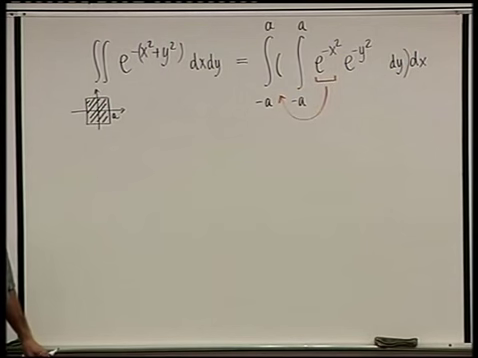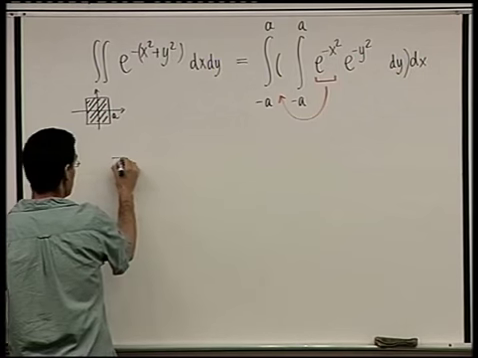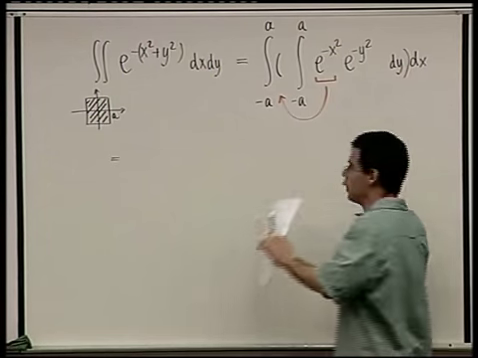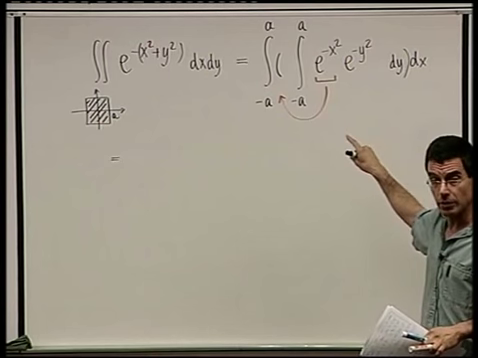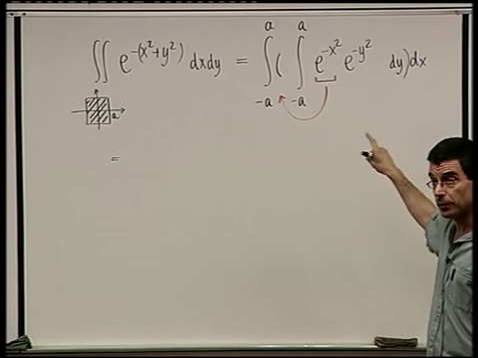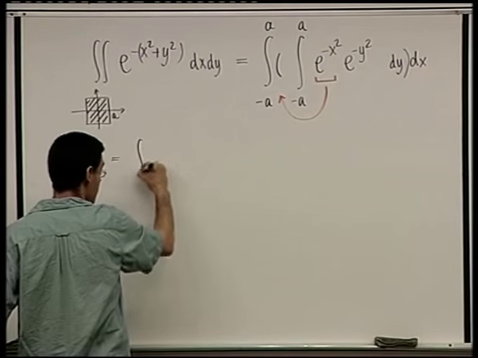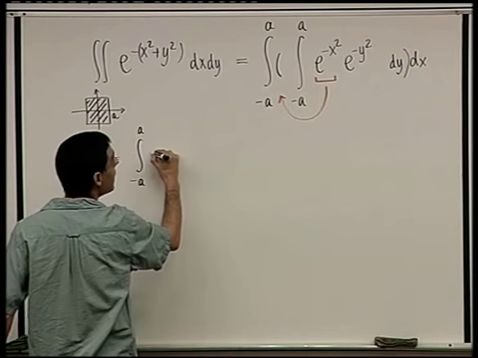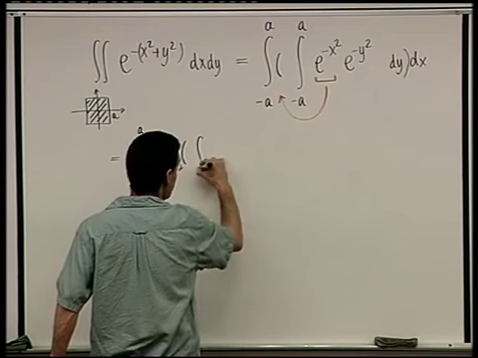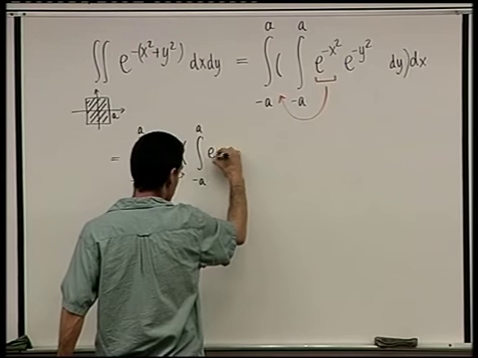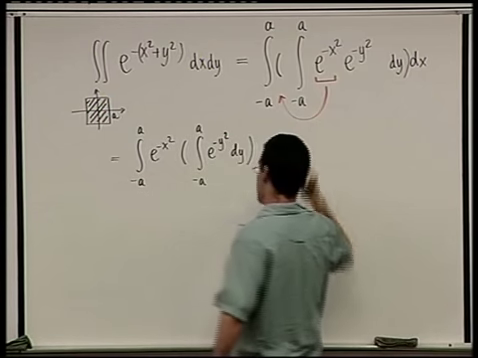Do you agree? Okay. So what I'm doing now is kind of intrinsic to this example, but it is important. It's more general than just this example, so make sure you understand the next two steps. I get the integral from minus a to a of e to the minus x squared times the integral from minus a to a of e to the minus y squared dy dx. Do you agree?